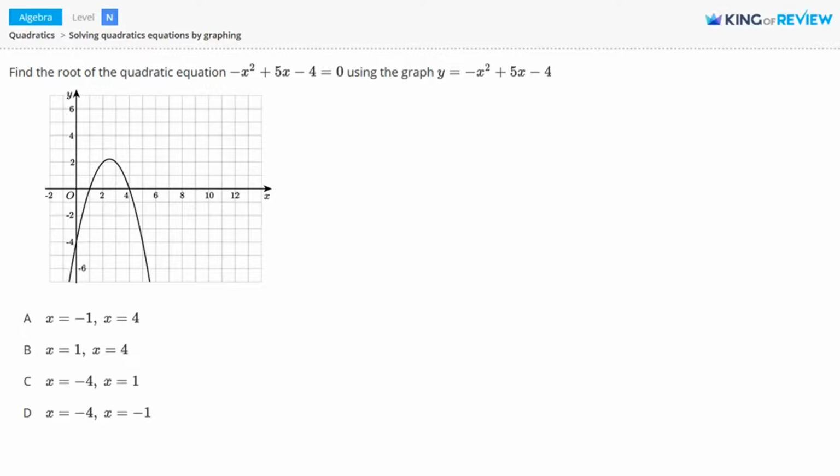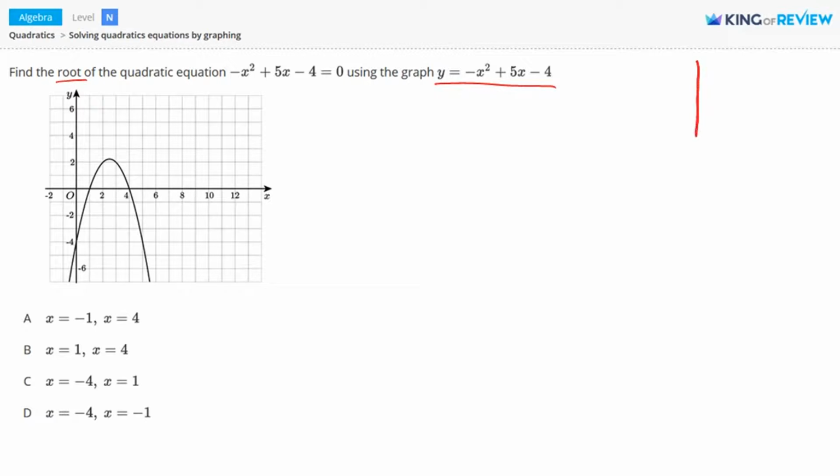Find the root of the quadratic equation negative x squared plus 5x minus 4 equals 0 using the graph y equals negative x squared plus 5x minus 4. So in this problem, we want to find the root of this function here.